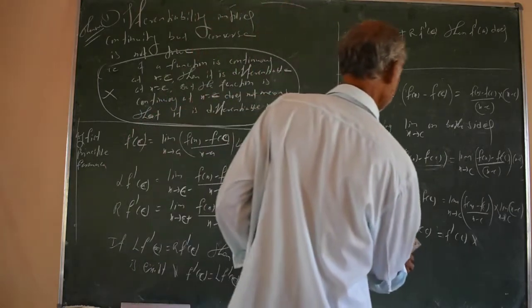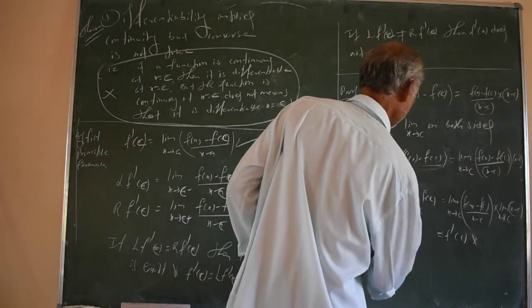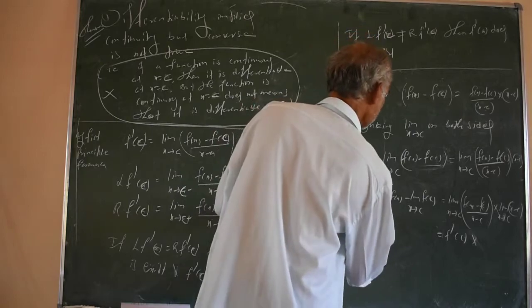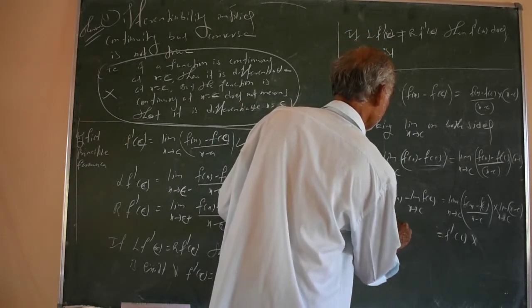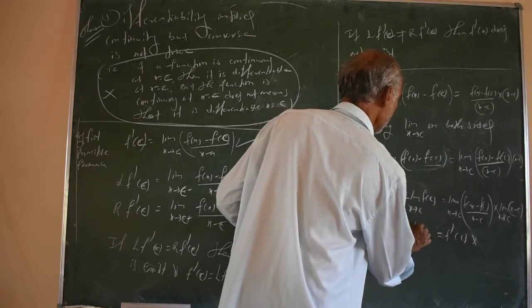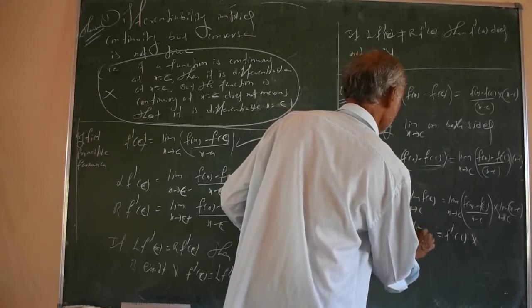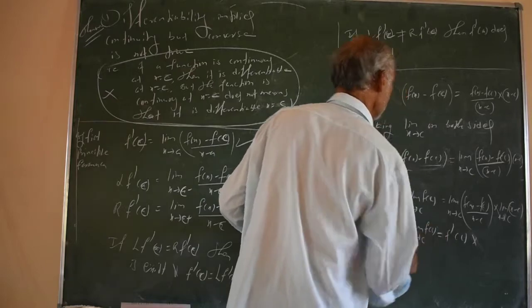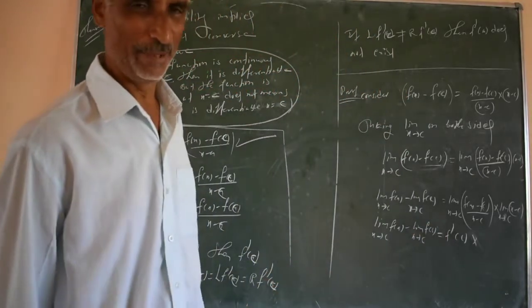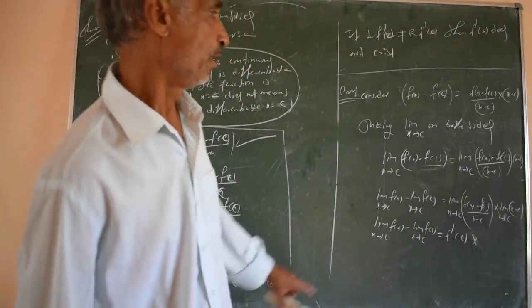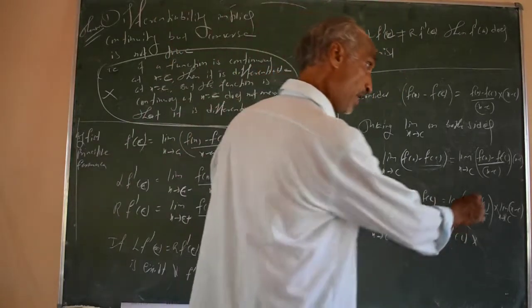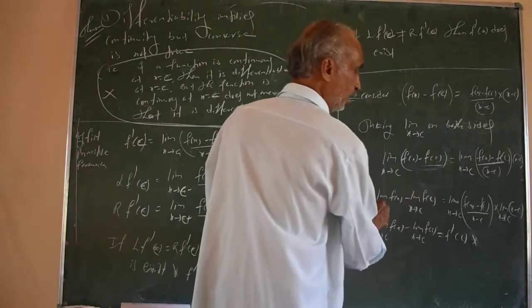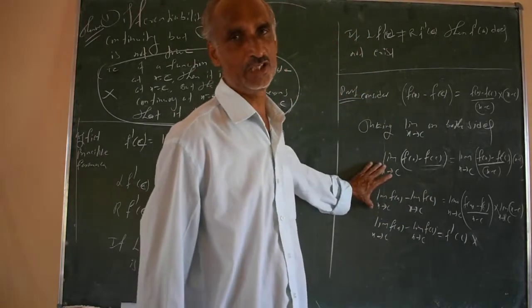Don't evaluate this limit. Okay. Don't evaluate this limit. You keep it as it is: limit x tends to c of f of x minus limit x tends to c of f of c. Don't evaluate that limit. On the LHS, don't evaluate. By this formula it is f dash of c. Now evaluate this limit. I am sorry, the LHS limit you don't evaluate.